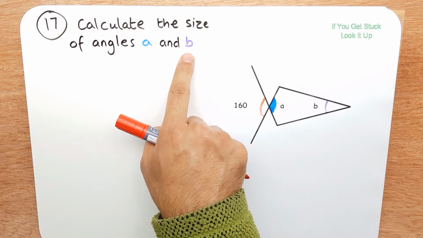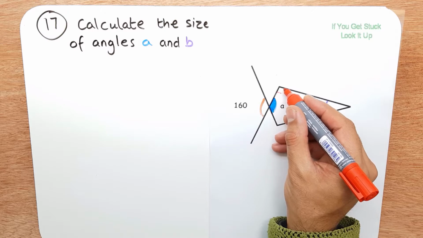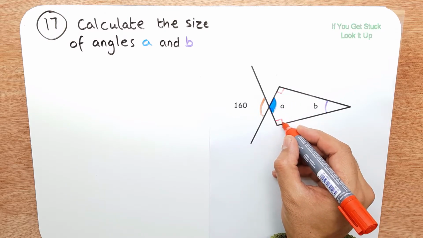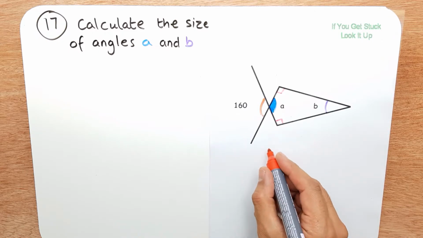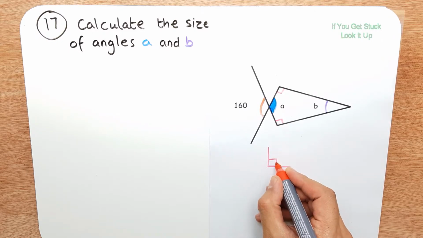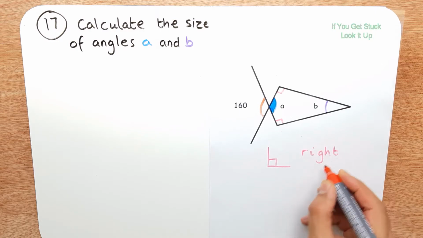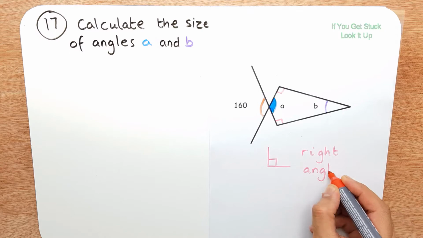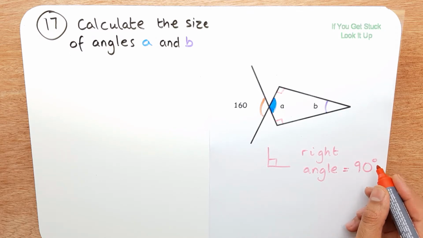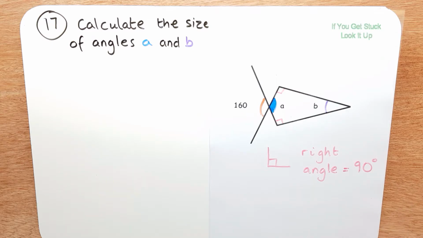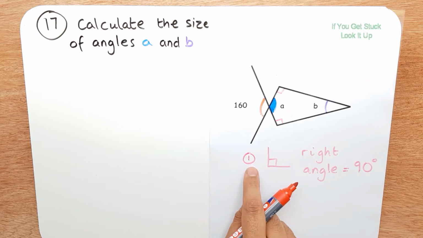Now to find angle B, they've also given us these two angles. And what this little square symbol means, whenever you see this square symbol, it means that it's a right angle. And every right angle has a value of 90 degrees. So that's the first thing we need to remember.